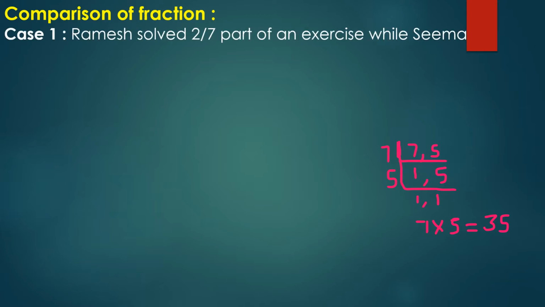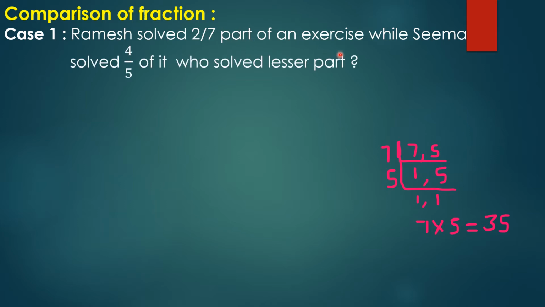To understand this, let us have one case study. For comparison of fractions we should have a minimum of 2 fractions. In comparison we should be able to tell which is the higher fraction and which is the lower fraction. Here Ramesh solved 2 by 7 part of an exercise while Seema solved 4 by 5 of it. So in this case we have two fractions, 2 by 7 and 4 by 5. These are the fractions under comparison. So what do we have to do? Who solved the lesser part? We have to identify who solved the lesser part of the exercise.